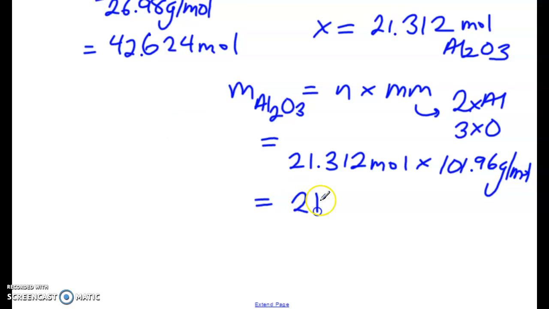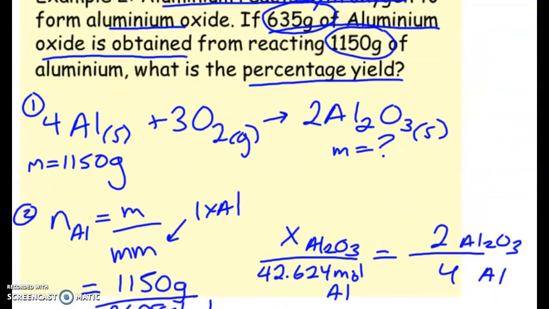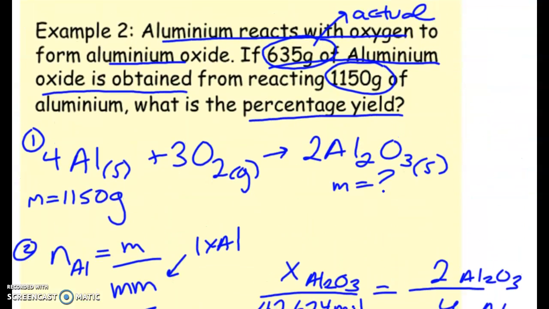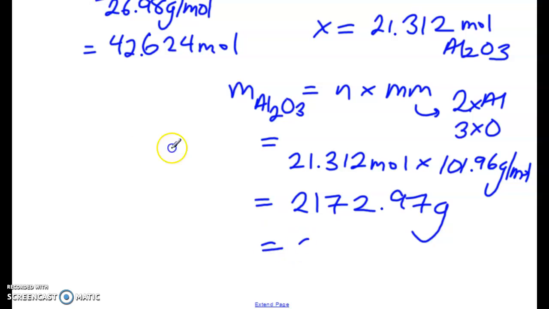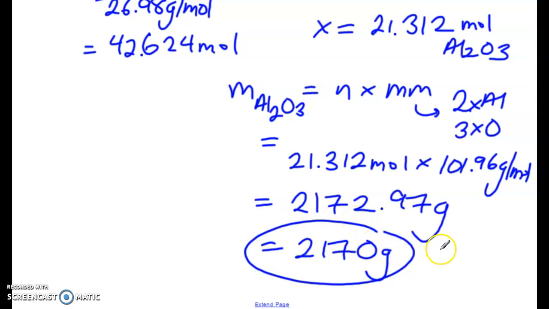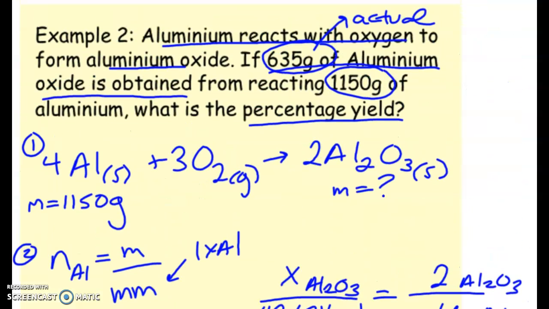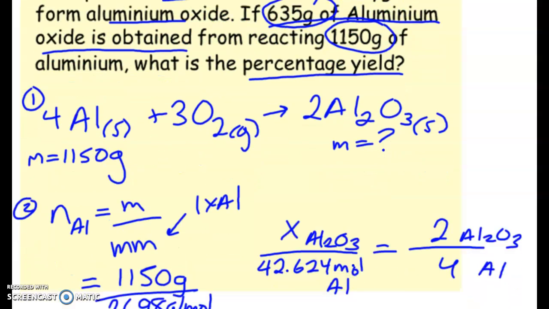So this is 2172.97 grams. And then for sig figs, there is 3. So this ends up being 2170 grams. So this is how much aluminum oxide should have been produced. Now this is saying that 635 grams of aluminum oxide is obtained. So meaning that is what they got, 635.